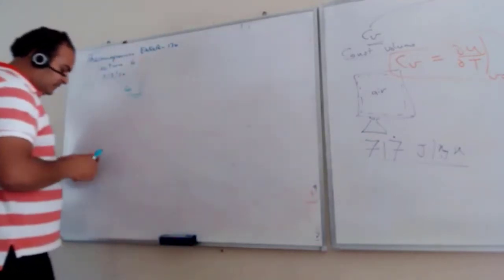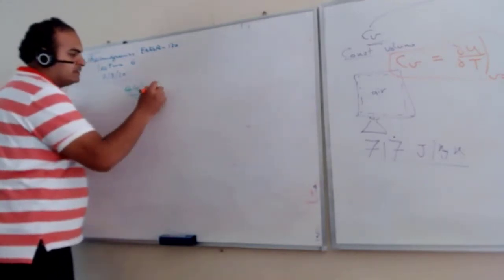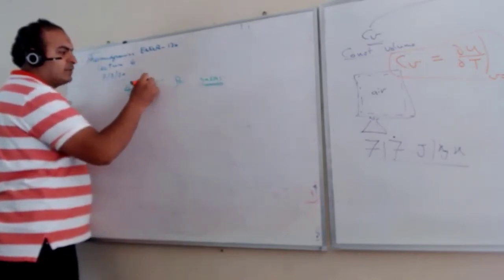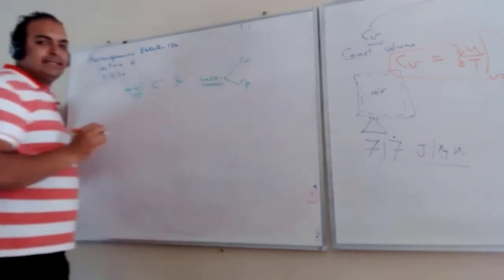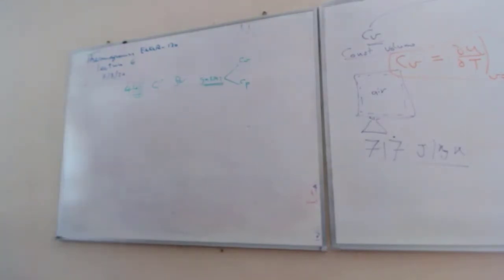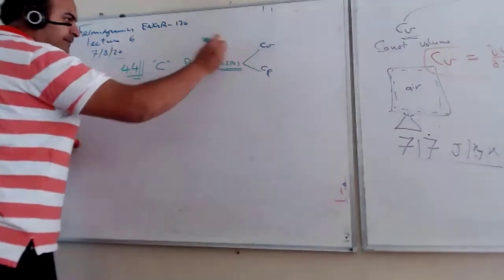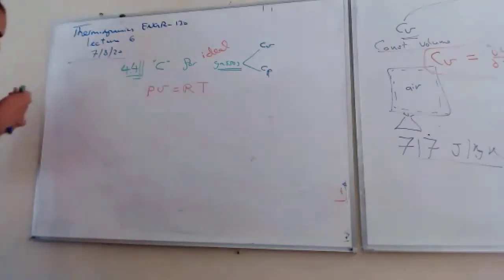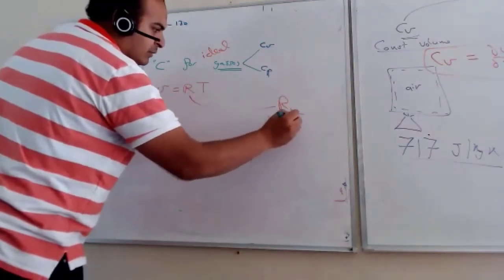Section 4.4, heat capacity for gases. Of course, we have two heat capacities, Cv and Cp. Heat capacity at constant volume and at constant pressure for gases, as we discussed before, even ideal gases if you want to discuss it. We have ideal gas, PV equals RT: pressure, specific volume, gas constant, temperature. As you remember, the gas constant is the universal gas constant over molecular weight, MW or M.